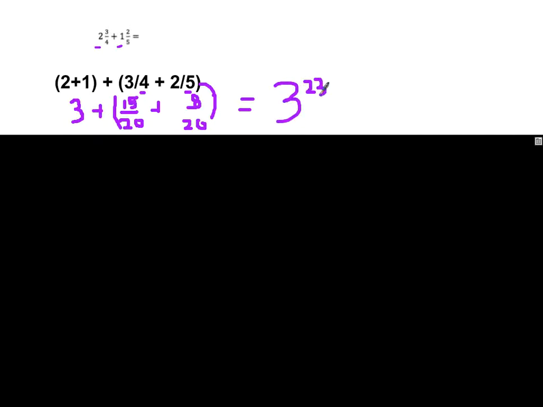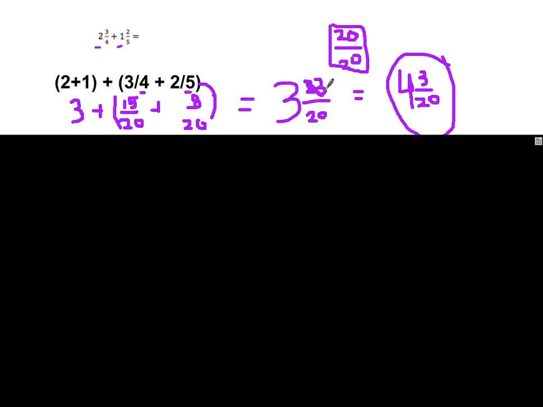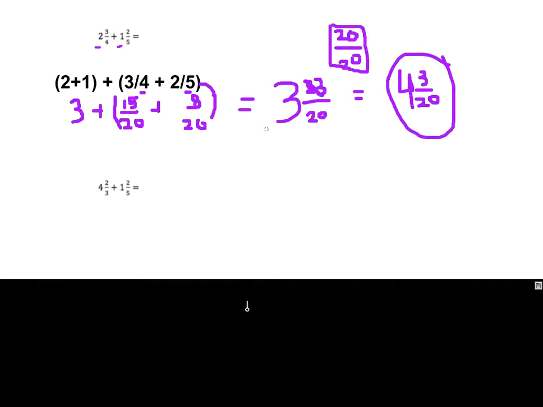I'm hoping by now you look at that and say, oh, that doesn't look right, because I know 20 20ths is 1 whole. So every time we get to 20 20ths, we're going to regroup that and call that 1 whole. So my answer is really 4 and 3 20ths, because we're going to take 20 of these out to make a whole. That's the final answer.